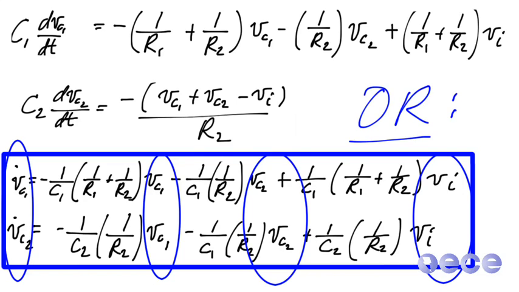We have here state values. We have here the time derivative of the state values, and we have here the input. So we can change the value of V_I with a knob. The values of Vc1 and Vc2 change according to this differential equation here.